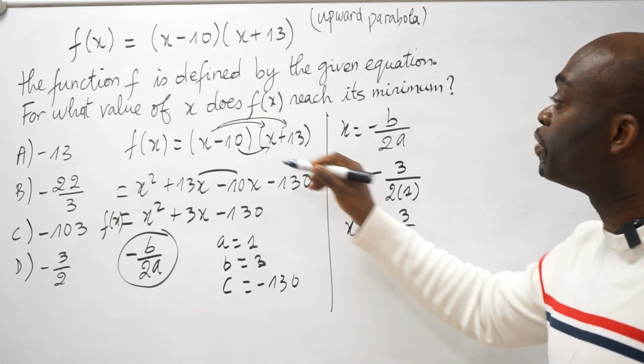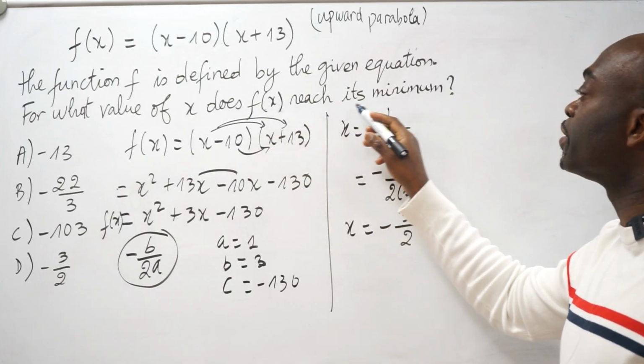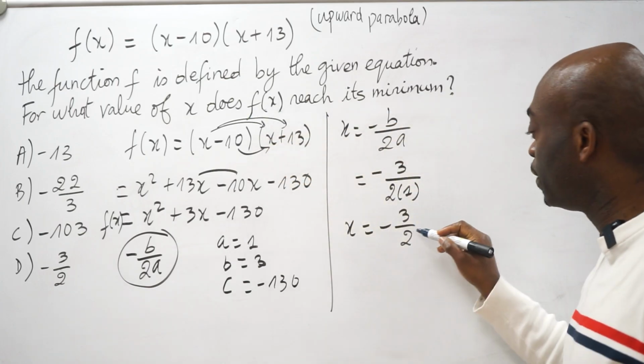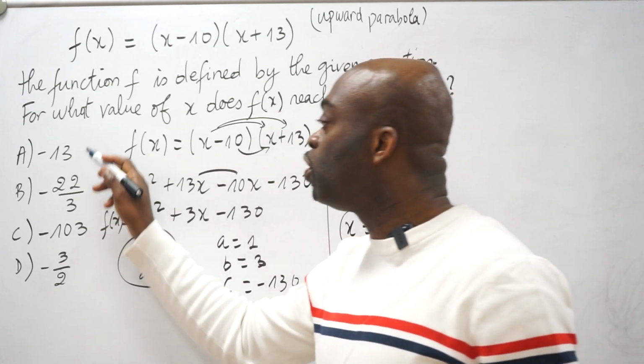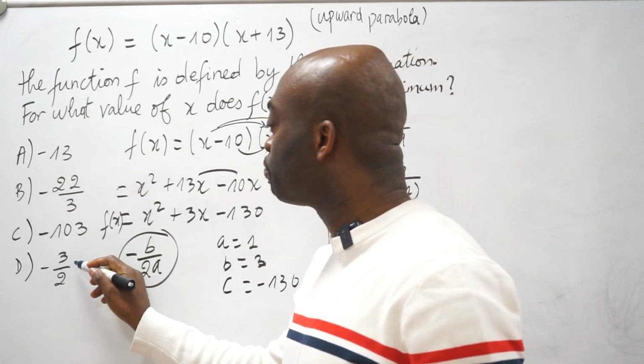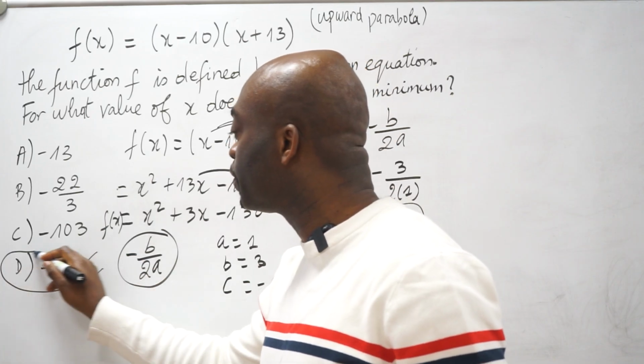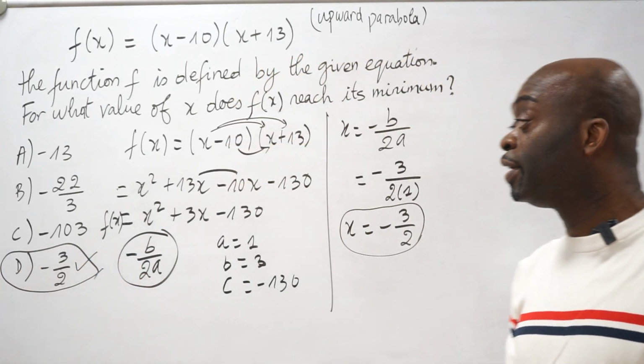So this is what x is going to be for the function to reach its minimum: x has to be negative 3 over 2. We go over here, and we see that it's going to be D, which is going to be our final answer in this case.